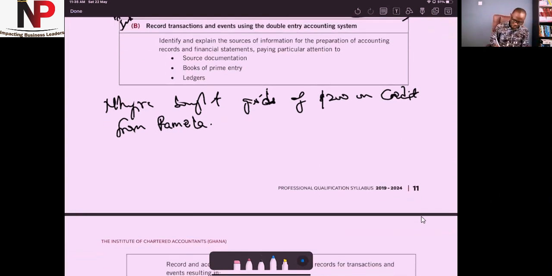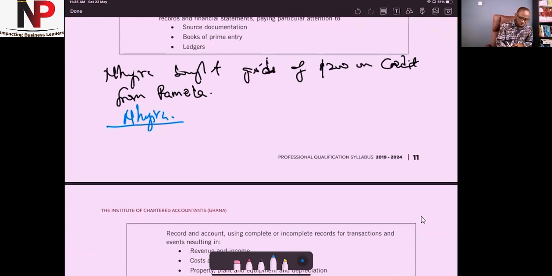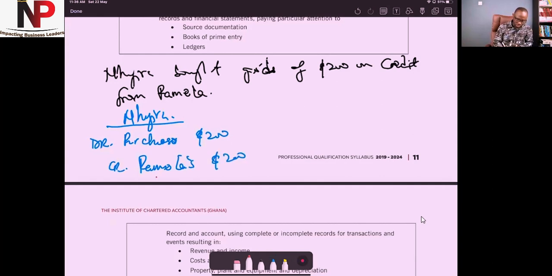Now, if I'm in the books of Nhyira, then Nhyira is buying. So when Nhyira is buying goods, inventories, then it goes to purchases. So we're going to be debiting the purchases account with the 200. And since Nhyira is buying on credit, what's going to happen is that we'll credit Pamela's account. And that is creditors. For your information, that is creditors. Now, in the books of Pamela, it's going to be different.